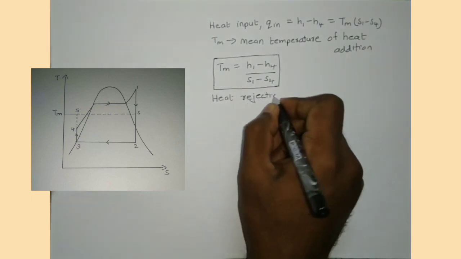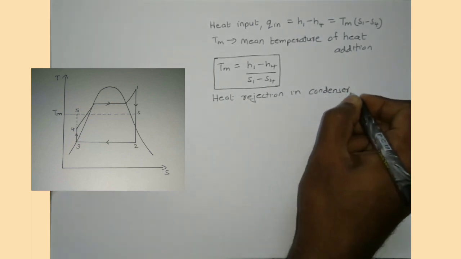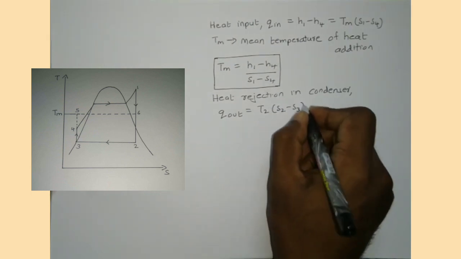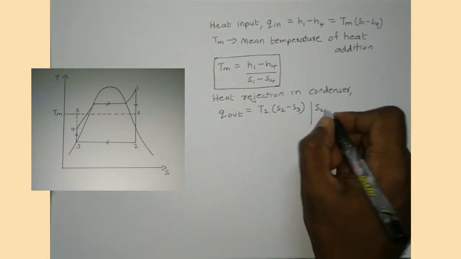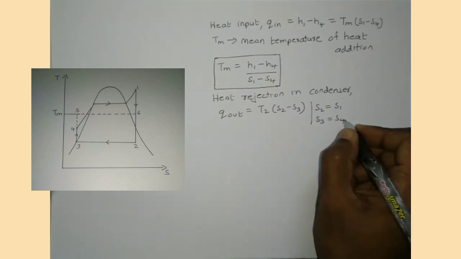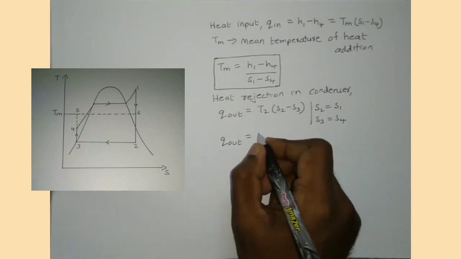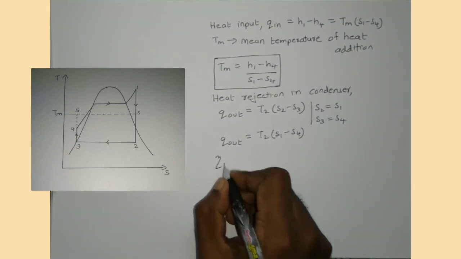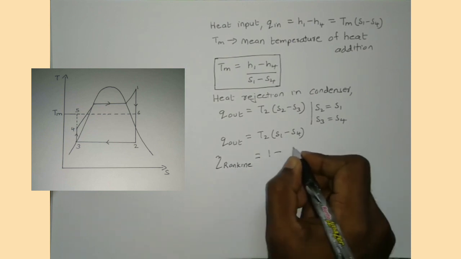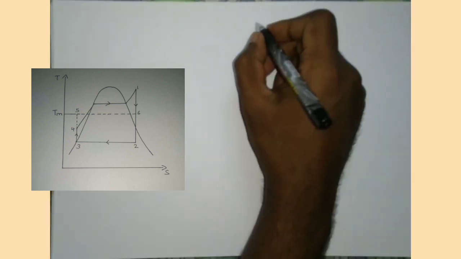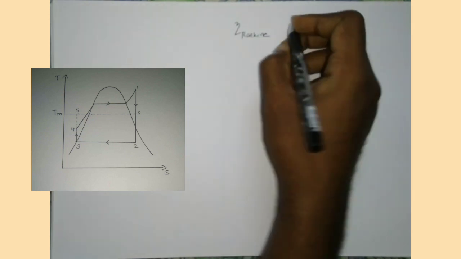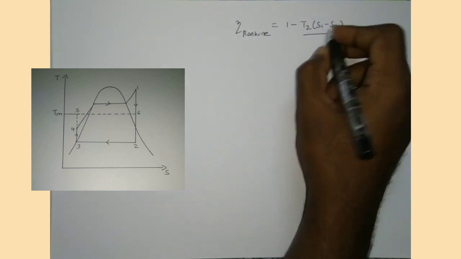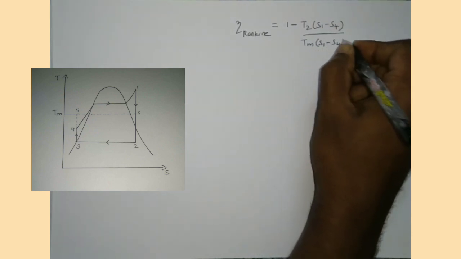Heat rejection in condenser takes place at constant temperature. Therefore, we can write Q out as T2 into S2 minus S3. But we know that S2 equals S1 and S3 equals S4. Therefore, Q out equals T2 into S1 minus S4. And we can write Rankine efficiency as 1 minus Q out by Q in. That is, efficiency Rankine equals 1 minus T2 into S1 minus S4 by Tm into S1 minus S4.